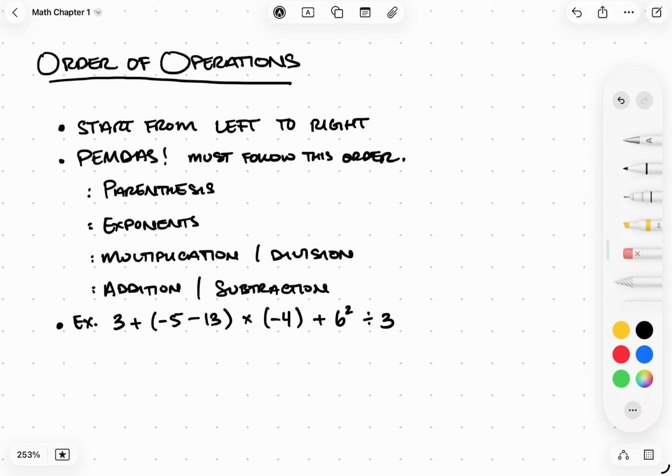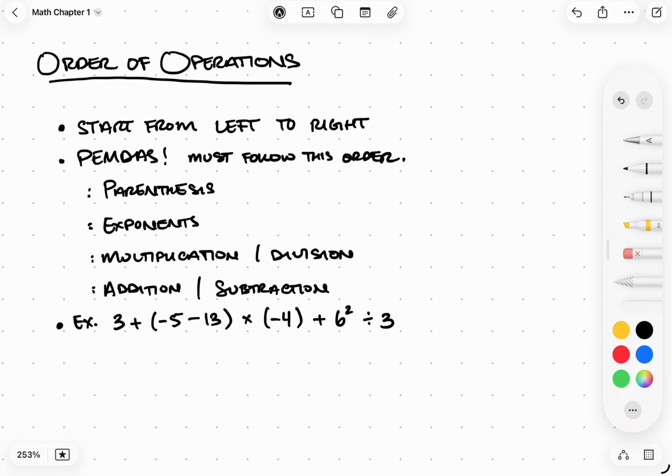Hello, students. Today we're going to talk about order of operations. For a lot of you, this will be a refresher, but today we are going to work with order of operations with integers. In the next lesson, we're going to work on it with fractions, and then after that, we're going to work on it with decimals.